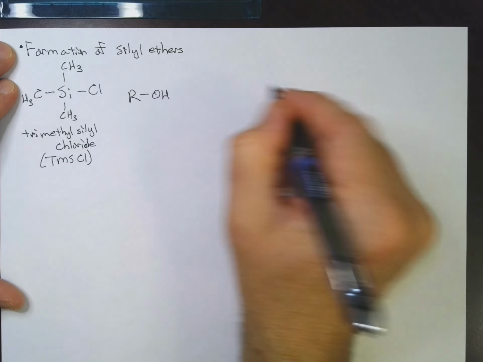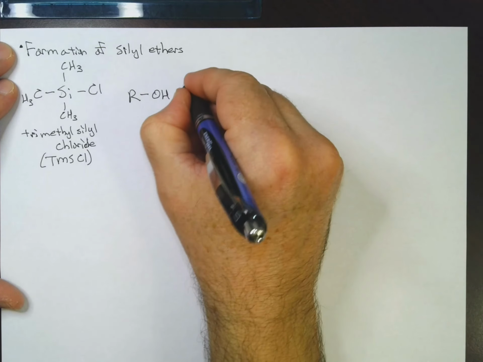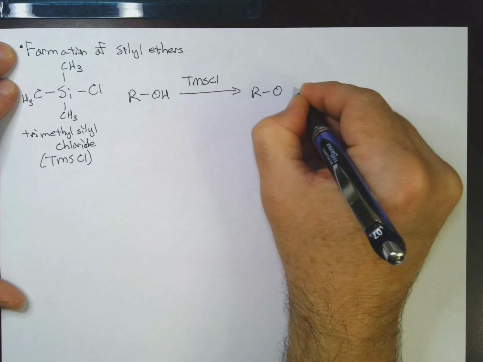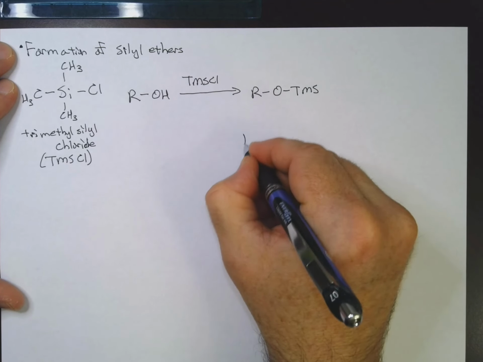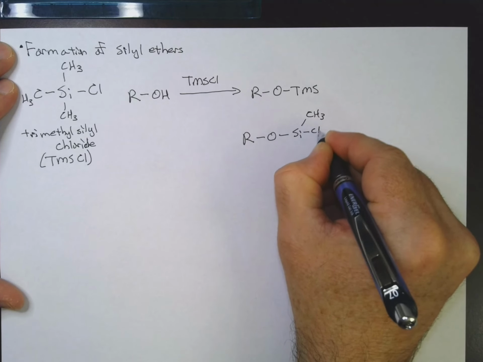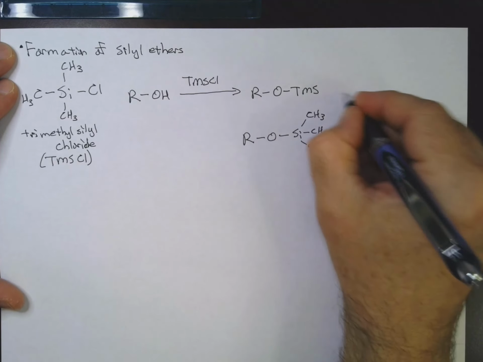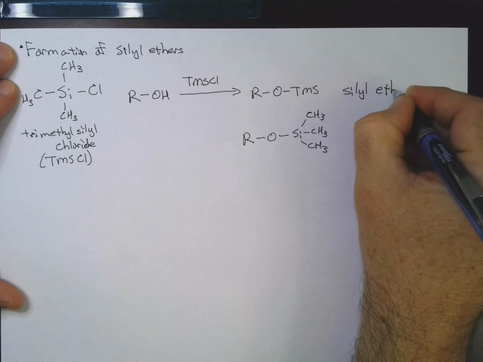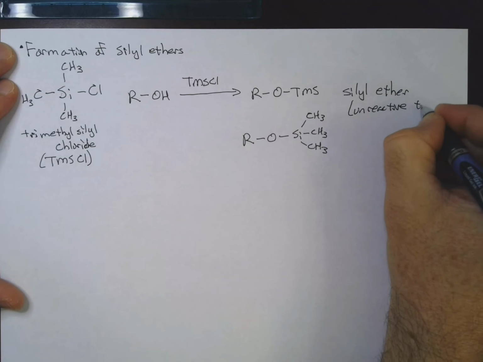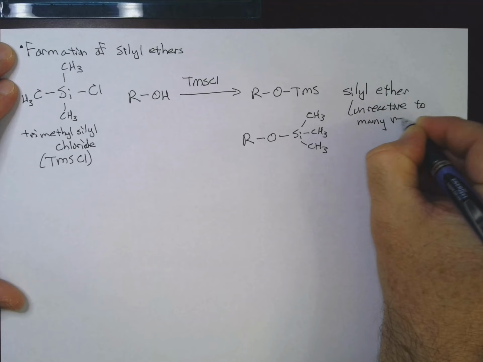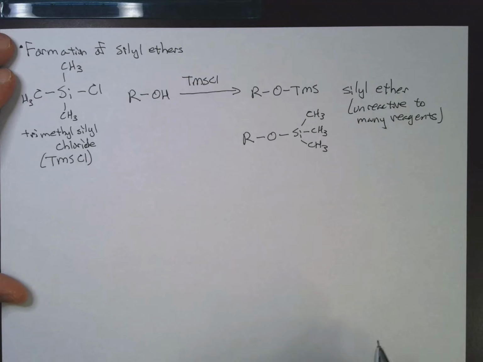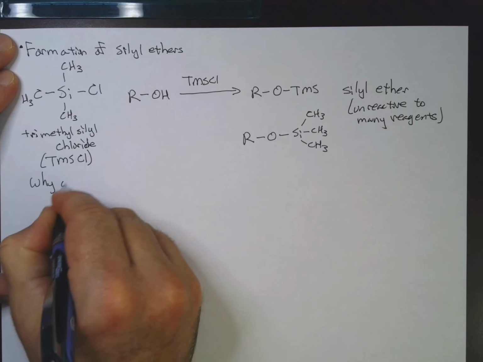So I could go ahead and let's say I had now ROH. I can treat this with TMSCl. Now we'll get ROTMS. So I'll get my R group, my O, and then my Si, CH3, CH3, CH3. This is a silyl ether. And that's going to be unreactive towards many reagents. Question is, why do this?